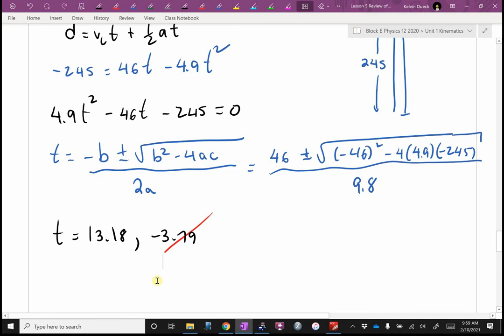Okay, so as far as I'm concerned, that question is now fair game. In fact, we're going to be using that one an awful lot in the future. This idea of I need to find a time dropping something or launching something from a cliff, VI is not zero, I can use the quadratic formula.